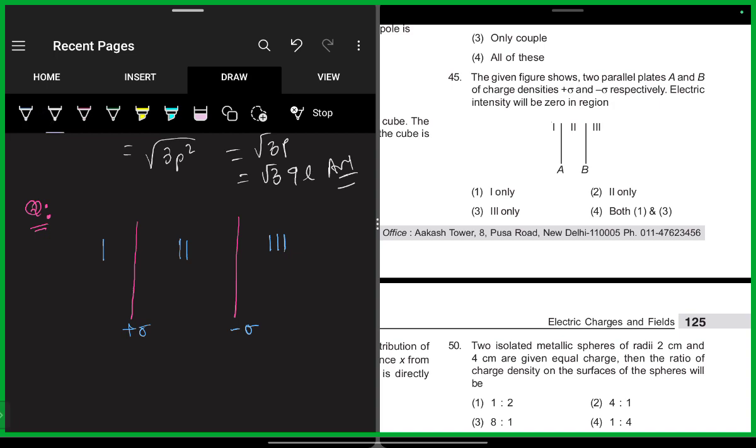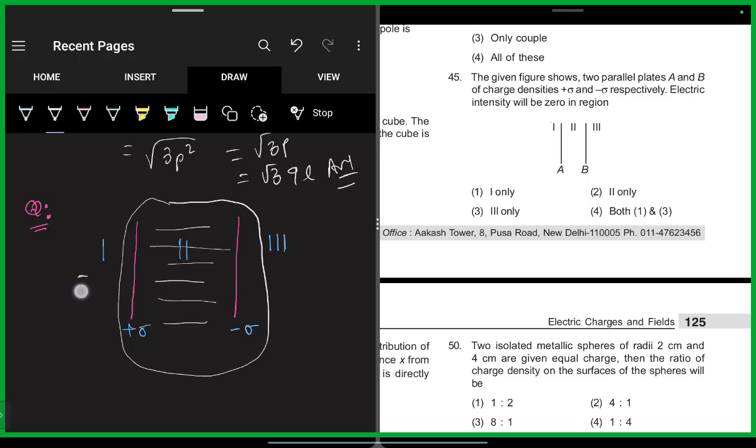So remember, this is forming a capacitor, right? So electric field will only exist in this region. Electric field intensity will be 0 in the other regions. The answer would be 1 and 3 only. So the option would be both 1 and 3.